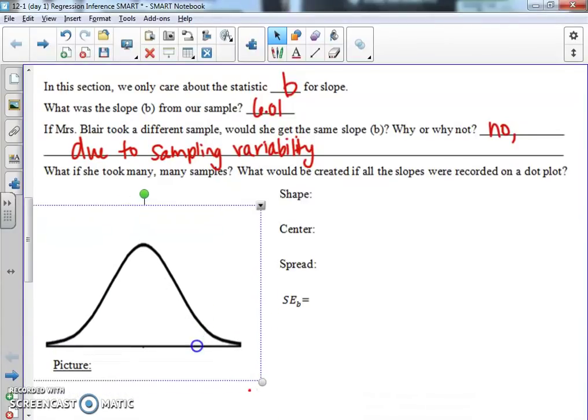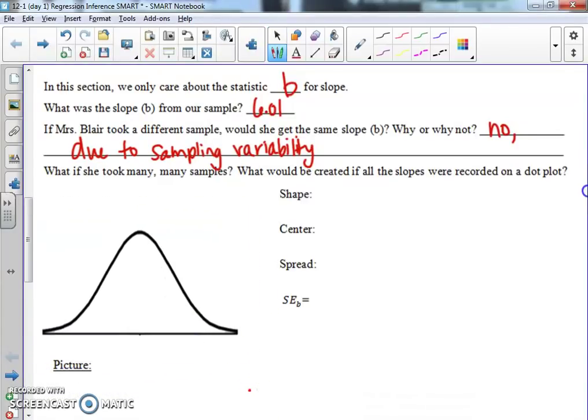So I'm going to take a picture. We know that we've got a curve here, but this is not going to be a sampling distribution of p hat or a sampling distribution of x bar. What this is, is a sampling distribution of b for slope, of all the different slopes. If I took many samples of regression, it would give me many slopes. So let's start with looking at the shape, center, and spread.